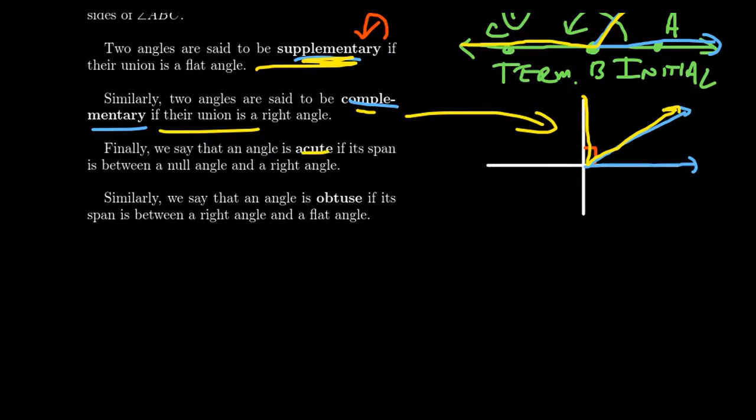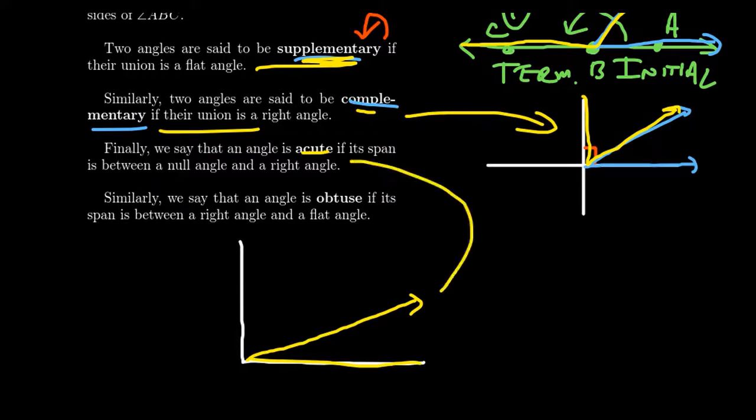If you have, for example, a right angle, like we did before, here's our right angle. An acute angle would be an angle that's bigger than a null angle, but smaller than a right angle. So such an example would be like an acute angle right here. It's smaller than a right angle.